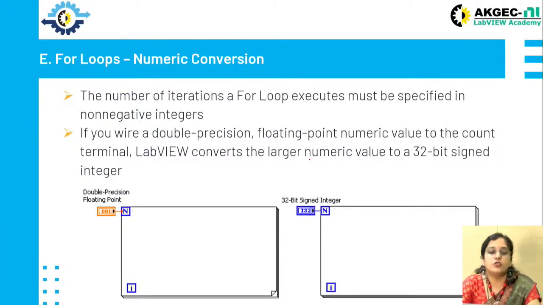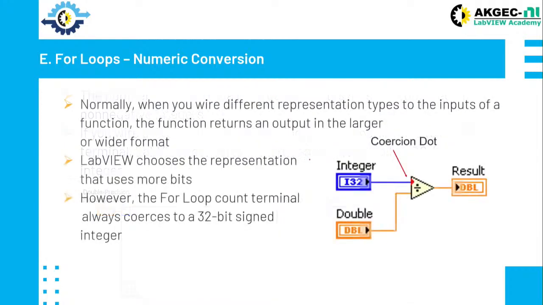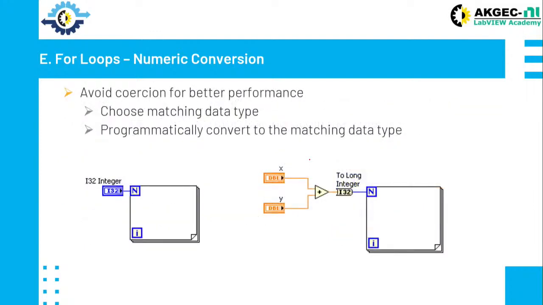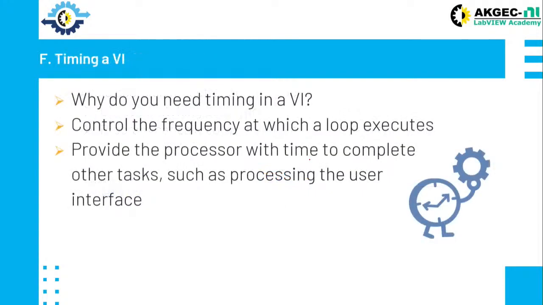In case of a for loop, the number of iterations which we are going to use should be in integer form only. Otherwise it will be converted using a coercion method, and we have to avoid this practice, and we have to choose a properly matching data type while using the for loop.